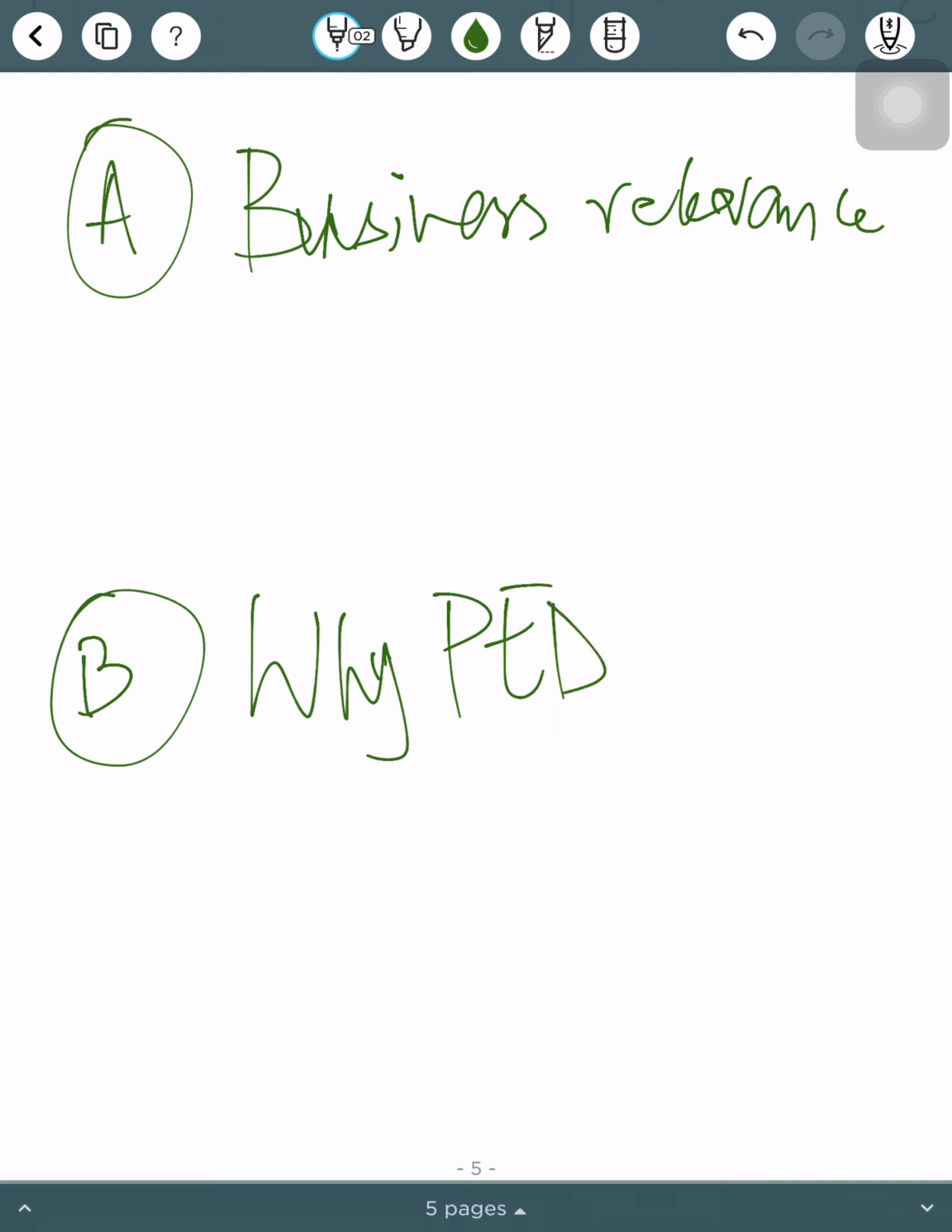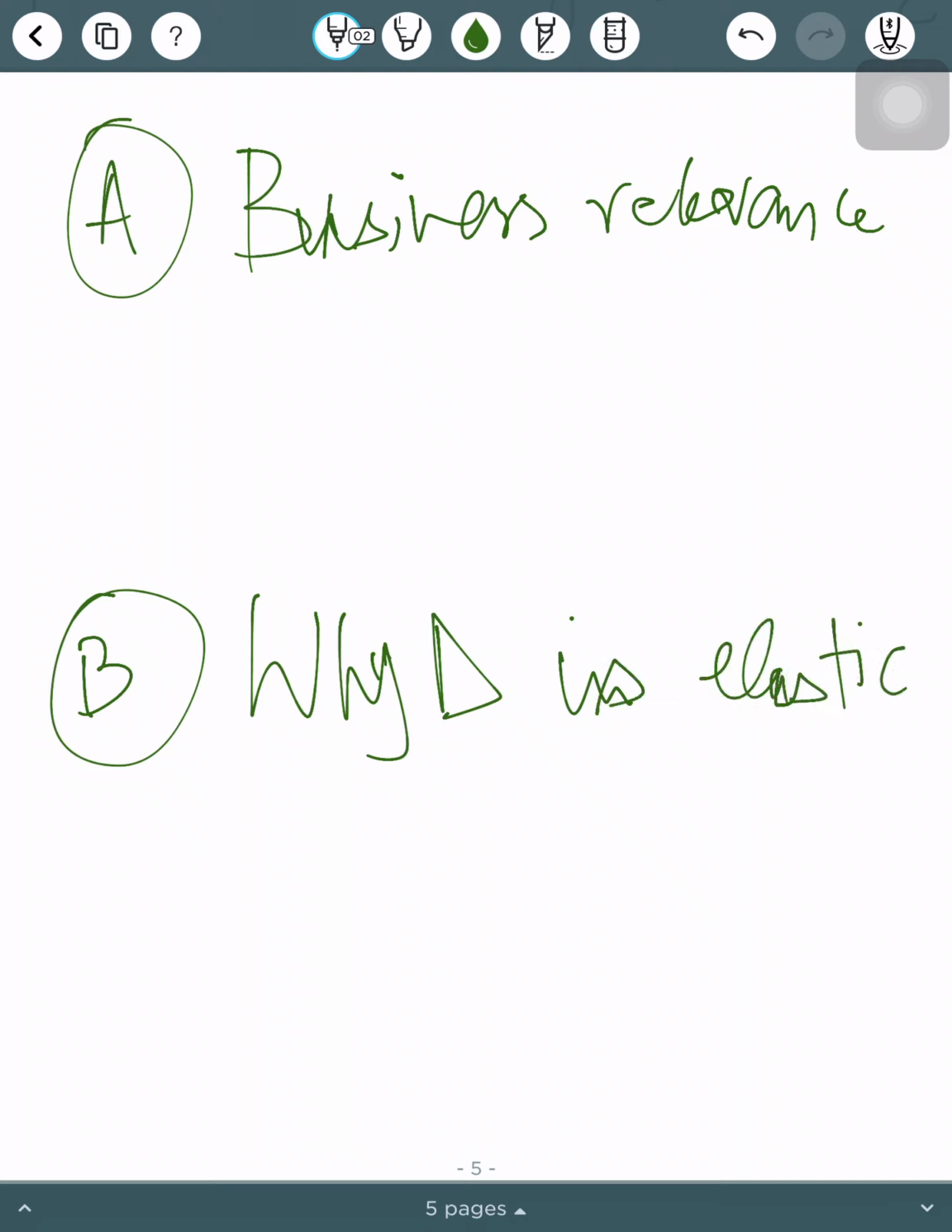Are there any factors which determine whether the demand for a product will be elastic or inelastic? Can we change those factors? Can we make the demand for the product that we are selling more elastic or more inelastic? What are the factors which can make this go one way or the other, and what influence does a business have on those factors? So these two topics would be covered in a separate video.